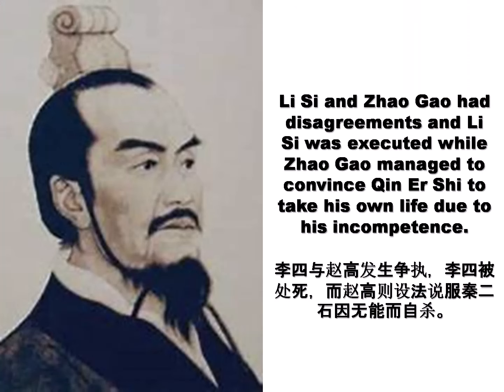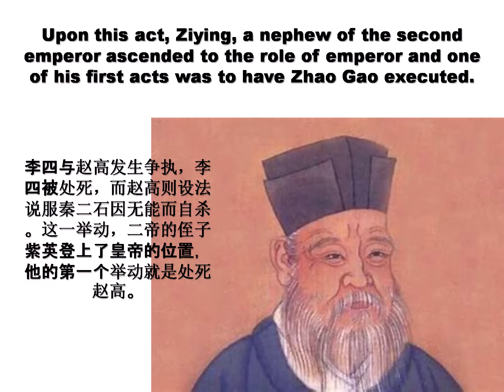Li Si and Zhao Gao had disagreements, and Li Si was executed, while Zhao Gao managed to convince Qin Shi to take his own life due to his incompetence. Upon this act, Zi Ying, a nephew of the second emperor, ascended to the role of emperor, and one of his first acts was to have Zhao Gao executed.